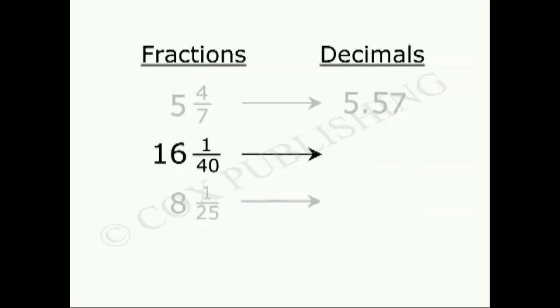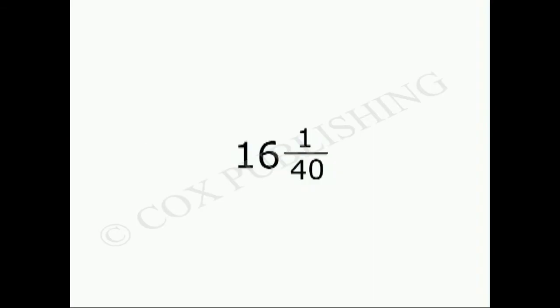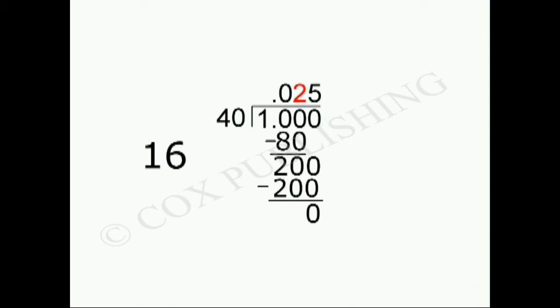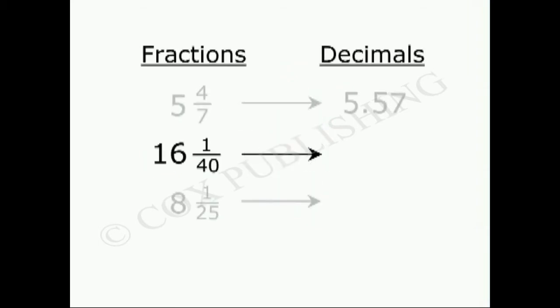Irving, can you change the mixed fraction 16 1/40 into a decimal number? Yep, the whole number remains 16, and we have to perform division on the fraction to change it to a decimal. After dividing 40 into 1 out to three places, the last number is 5, so that means I have to round up the number in the hundredths place by 1 to 3. So the mixed fraction can be changed into the mixed decimal number 16 and 3 hundredths.